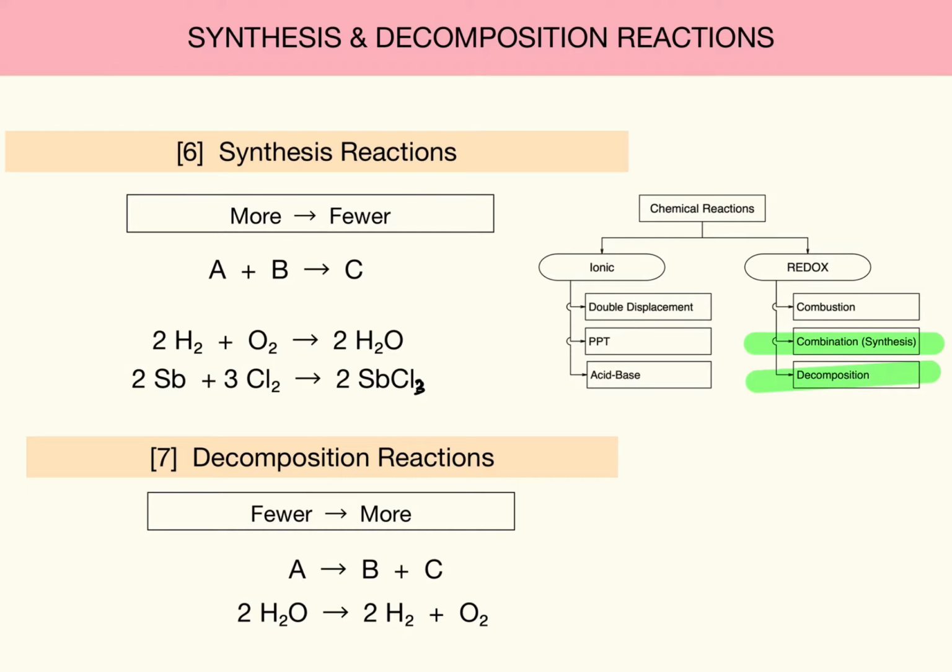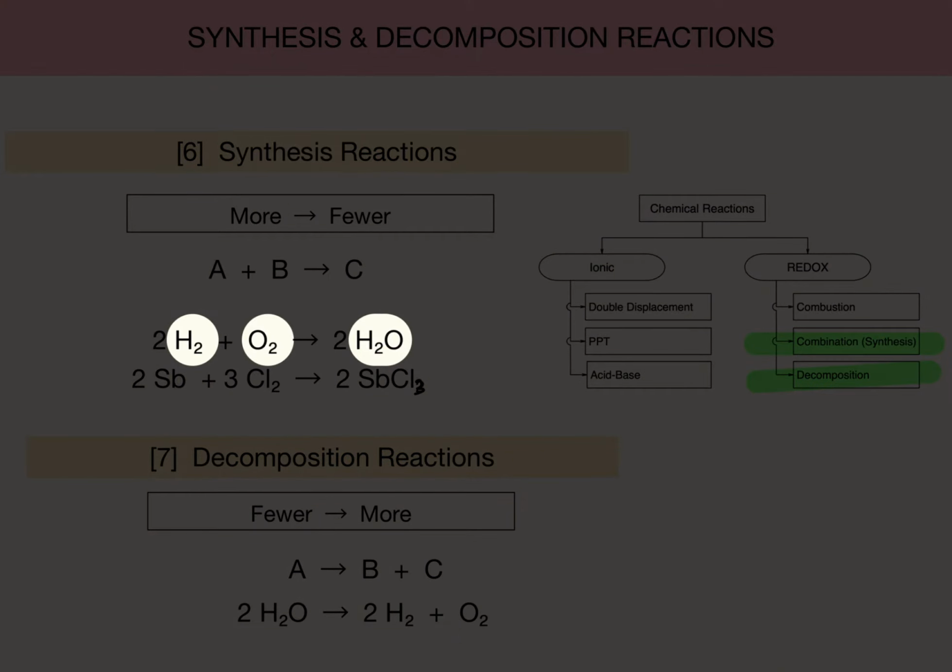A synthesis reaction is quite simple. It's just where you have more chemical species going to fewer chemical species. For example, 2 reactants will go to 1 product. An example would be hydrogen plus oxygen goes to water. 2 things are going to 1 thing.